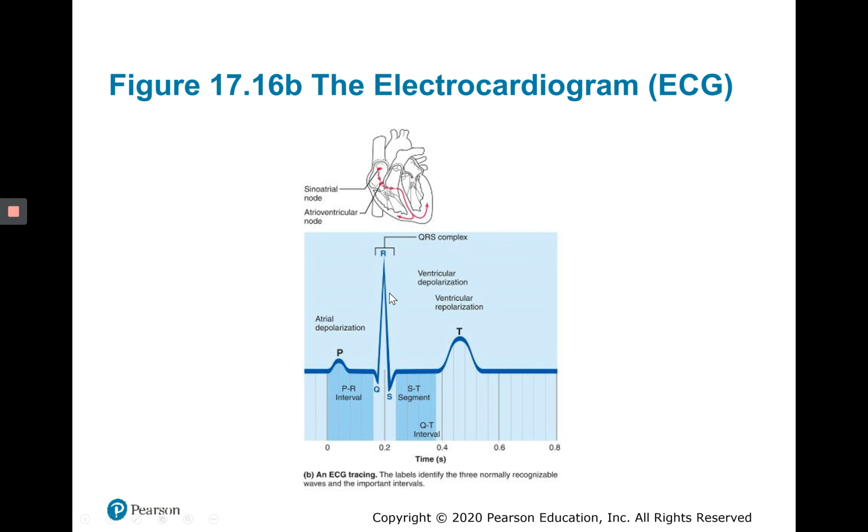So the QRS complex is when two things are occurring. It's when the atria are relaxing and the ventricles are contracting. The P wave is what occurred first, the atria contracting. The T wave is what occurs last in those four things. It's when the ventricles relax as well.